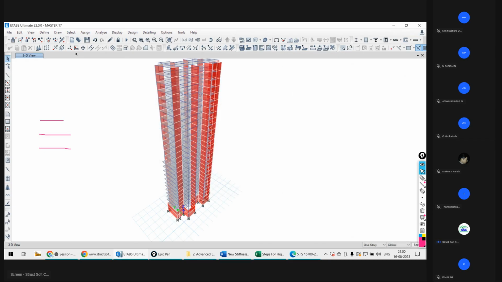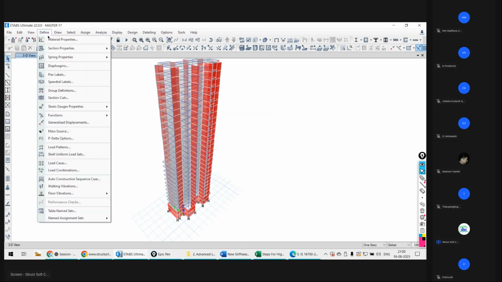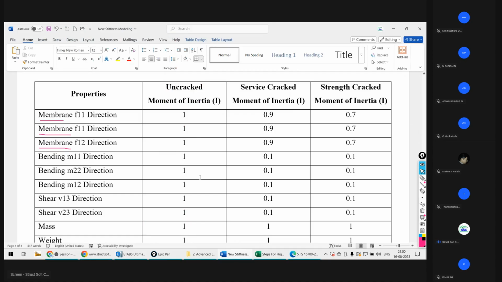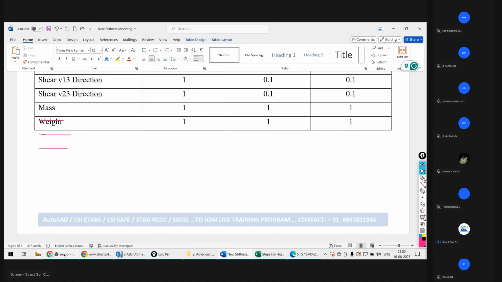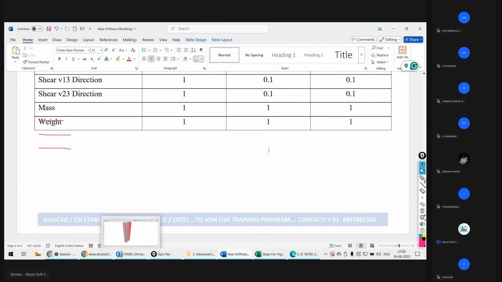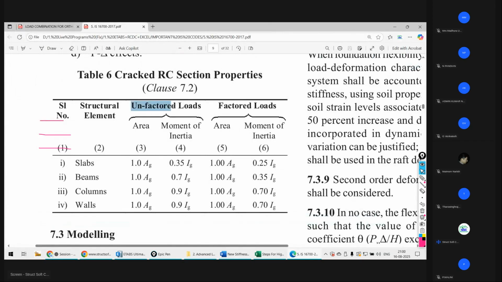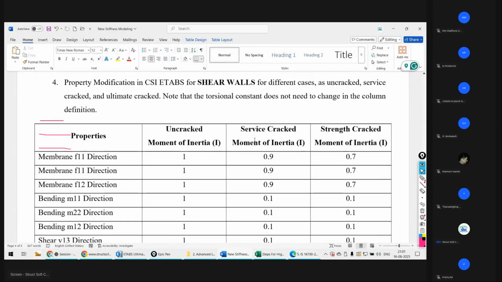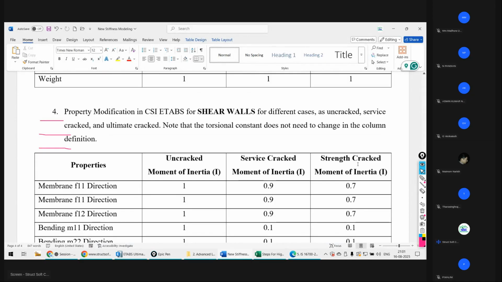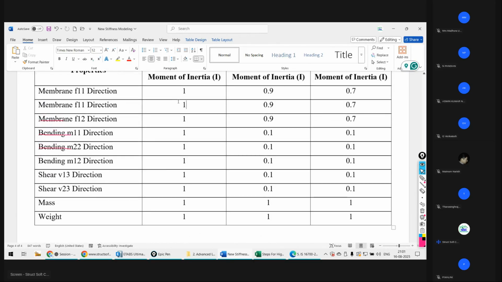For the shear wall, for your beam, for your column, for your slab, for all the elements, we have defined the property modifier. Got it? For the service conditions you have done. Okay, sir. When we finally go for the design, we will correct it for the ultimate case, because your IS code has suggested two cases. Unfactored means the service case, factored means your design case. I have mentioned in the notes what service cracked and strength cracked are. And this is for the uncracked case, 100% consideration of all its properties.